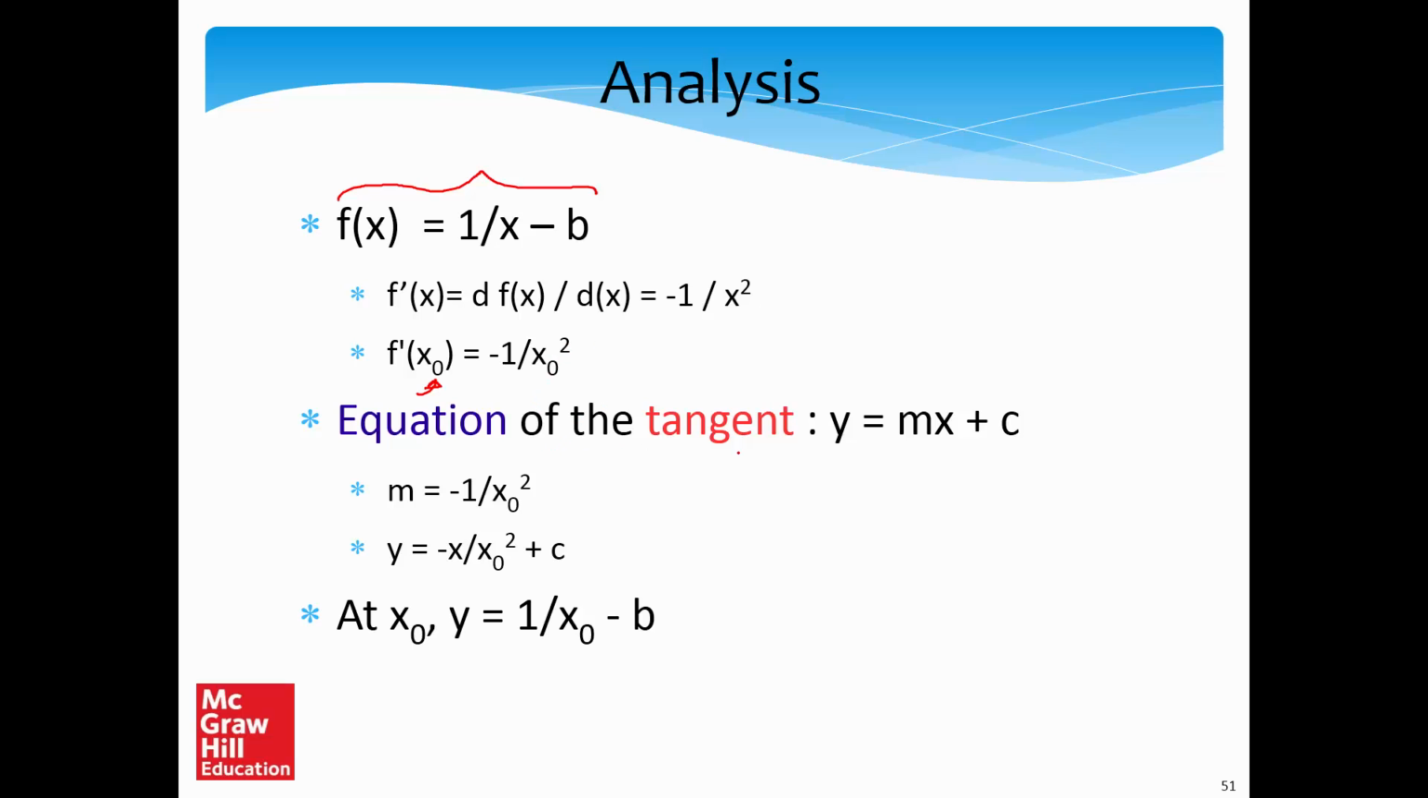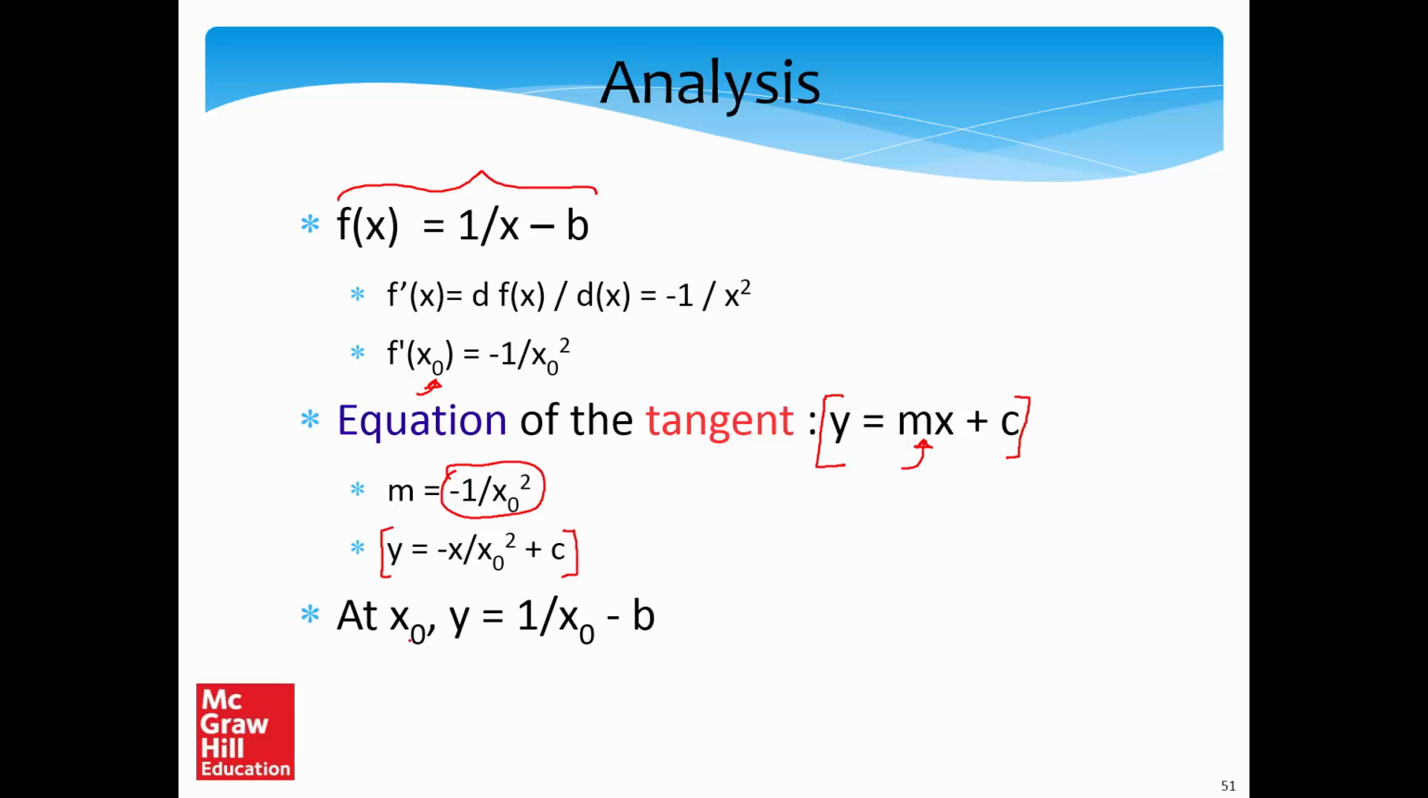So let's find the equation of the tangent. A general equation of a straight line is y = mx + c. In this case, we know m, which is the slope. The slope at x0 is -1/x0². So essentially the equation of the tangent is y = -x/x0² plus a constant c. So we need to now find the constant c.